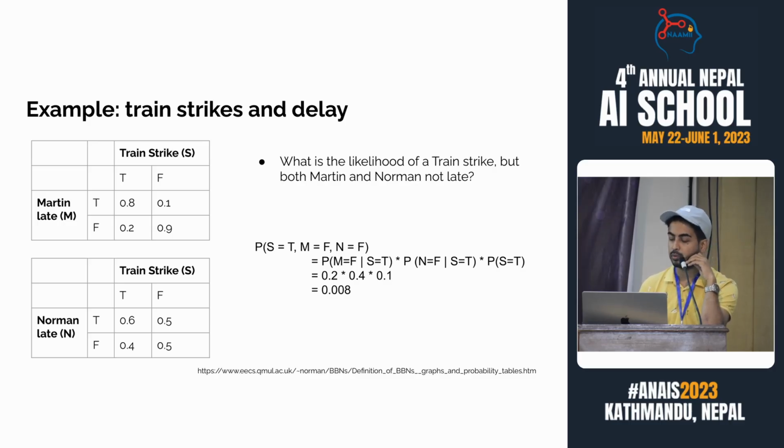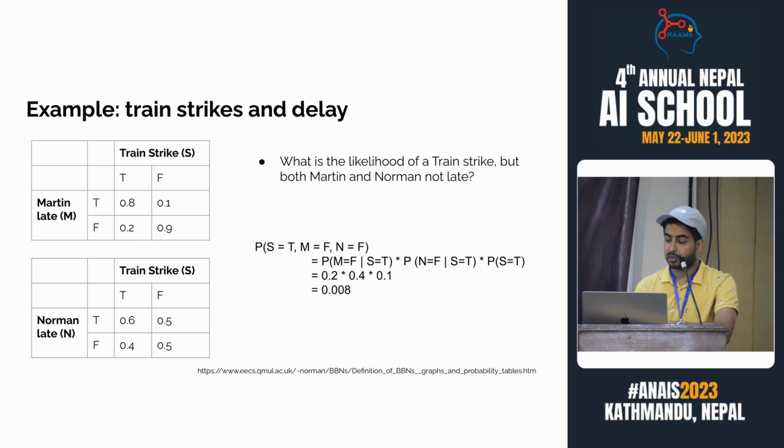So we do this multiplication, and now think about it. Does this make sense? There's a strike and both Martin and Norman are not late. This has to be really low, right? Because this is low and this is low. So when there's a strike, the highly likely scenario is they're both going to be late, right? And not the opposite. That's why this probability is really low. Does that make sense?